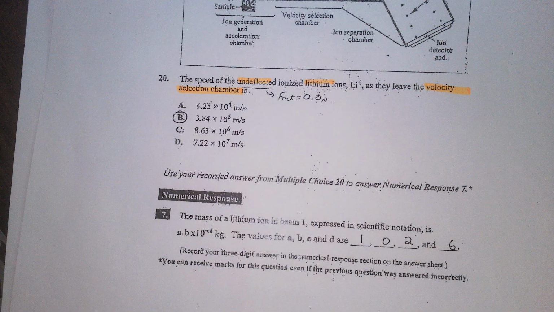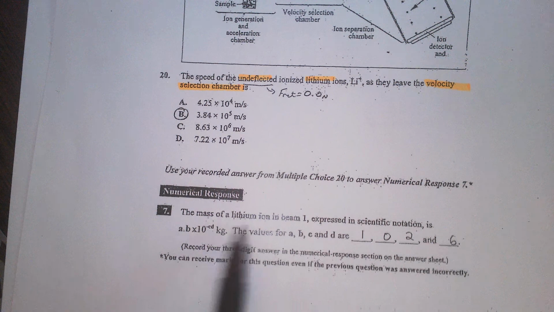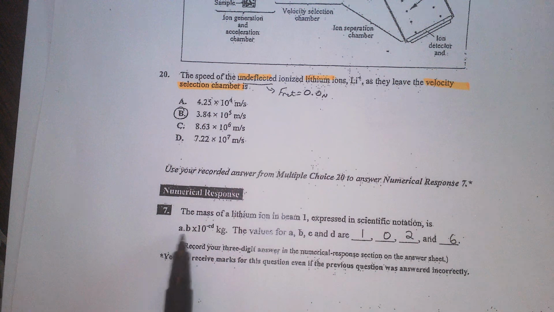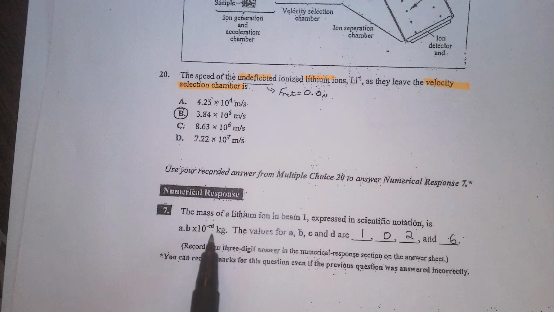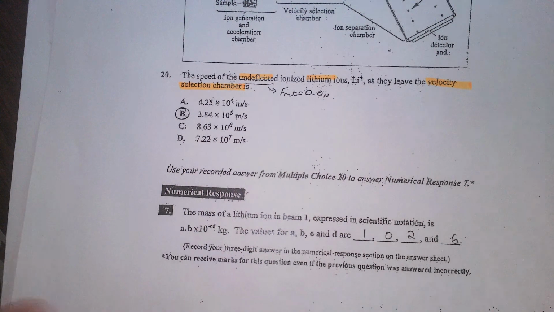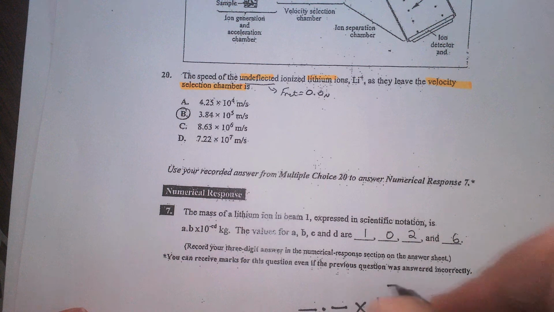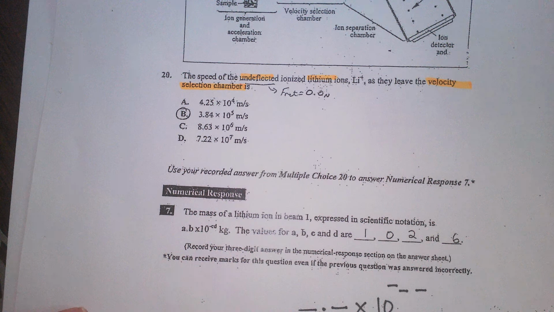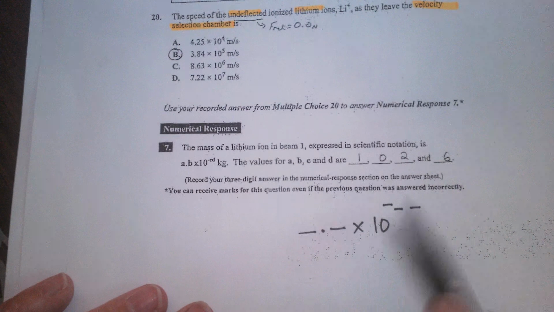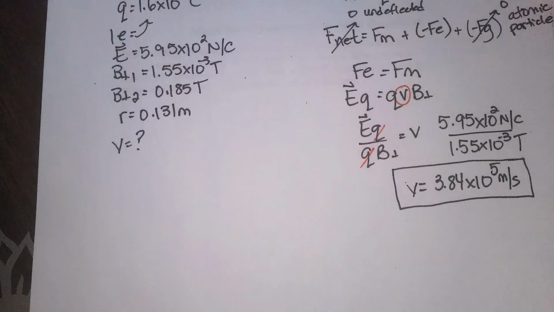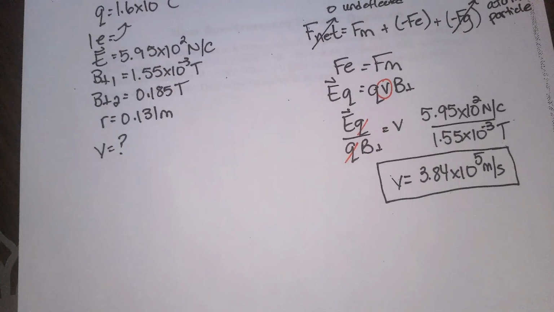The second one says the mass of a lithium ion in beam 1 expressed in scientific notation is A point B times 10 to the negative CD. So it's asking us for a point value times 10 to the negative, and it should be a 2-digit number. Okay, that's what it's asking us for. It's asking us for this answer format. So how am I going to find the mass of the ion in beam 1?